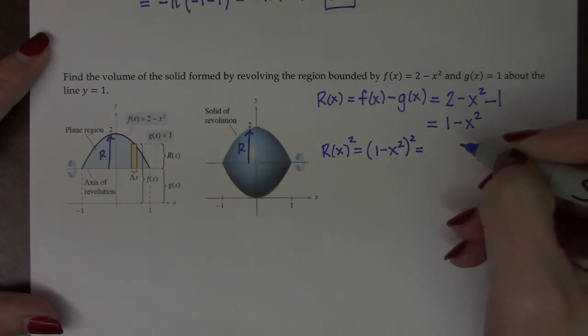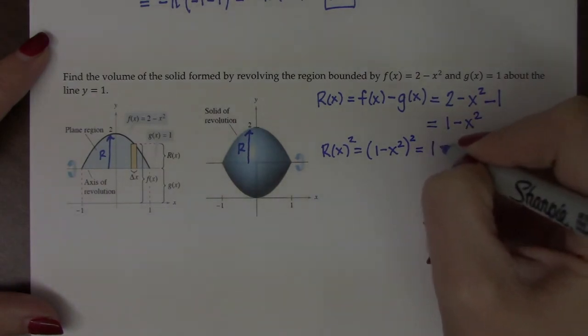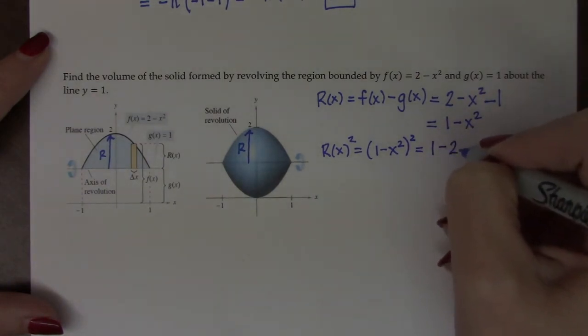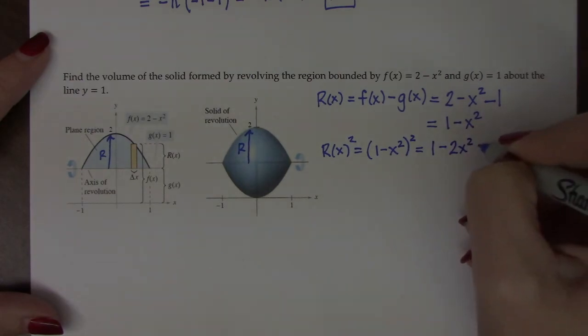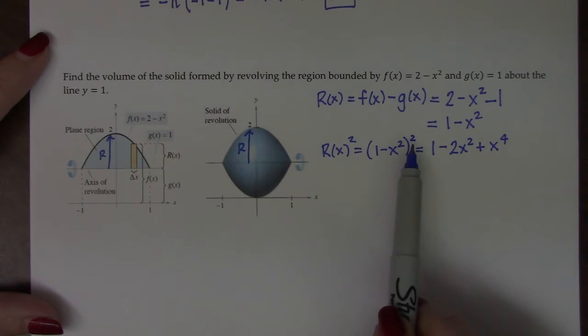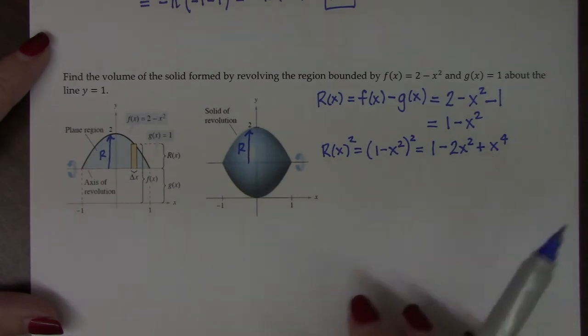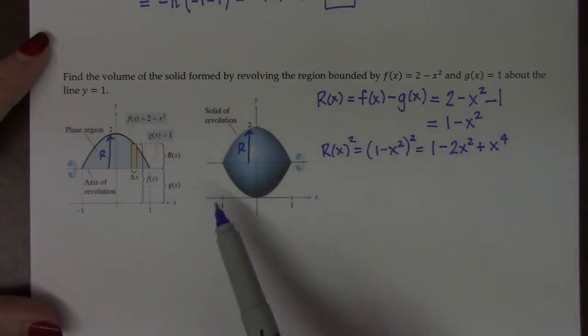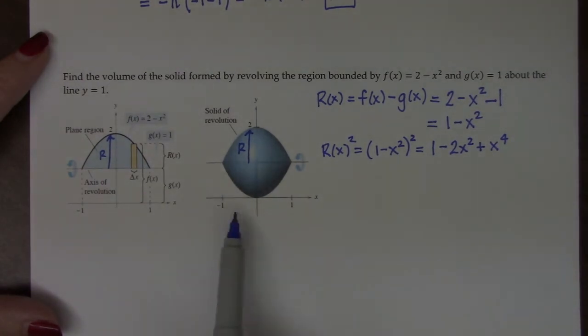So when we square this, we can FOIL this out, and we can say 1 minus 2x squared plus x to the 4th. Be very careful because this is not 1 minus x to the 4th. You have to actually FOIL this out to get this expression. So now we need to look at the bounds on x. So x goes all the way from -1 to 1.